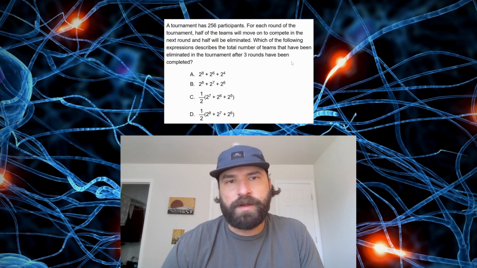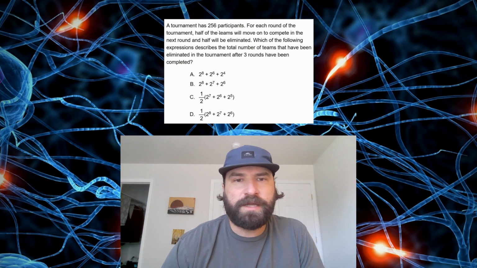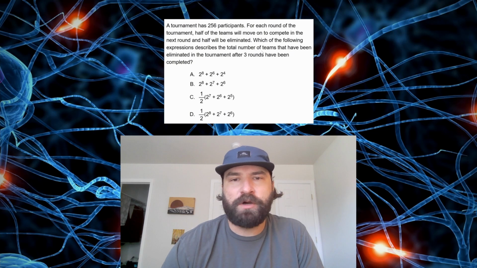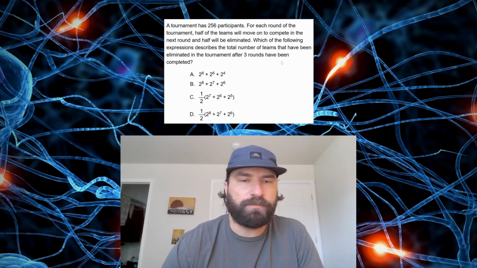All right, let's run through another MTEL question. This one says, a tournament has 256 participants. For each round of the tournament, half of the teams will move on to compete in the next round and half will be eliminated. Which of the following expressions describes the total number of teams that have been eliminated in the tournament after 3 rounds have been completed?